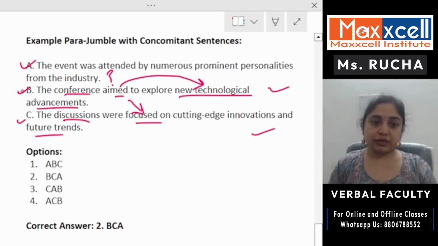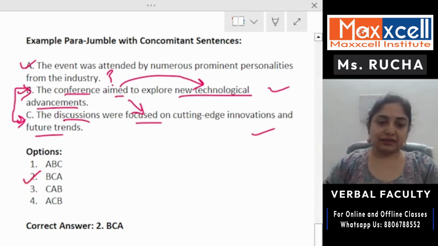So don't you feel that B and C are connected? B of course will be the starting point and C will be the next thing adding to it. Then A remains the third now, right? Automatically. So what should be the correct answer? B, C and A. B, C and A. And this is the correct answer.